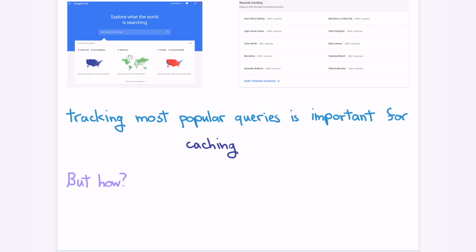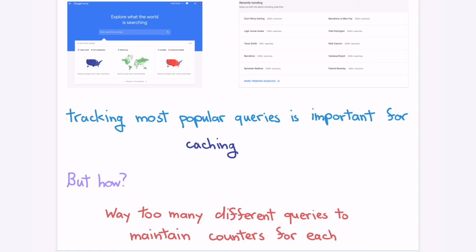But the question is how? It's a challenging question because there's so many possible things that could be trending. There's basically an infinite number of keys. So what makes this interesting is that there's way too many potential queries to be able to maintain a counter for every single one. So the question is, how do you do this in a setting where you're trying to keep count of something that's actually bigger than you can keep count of?